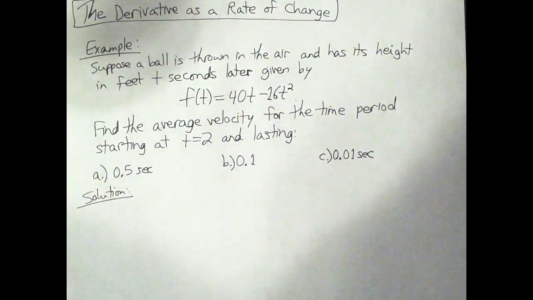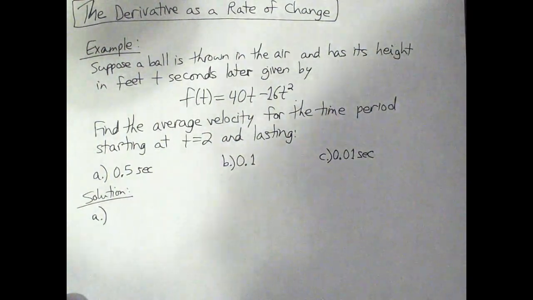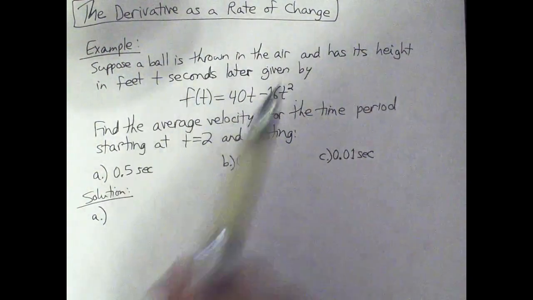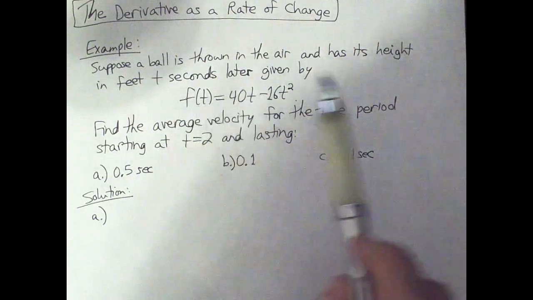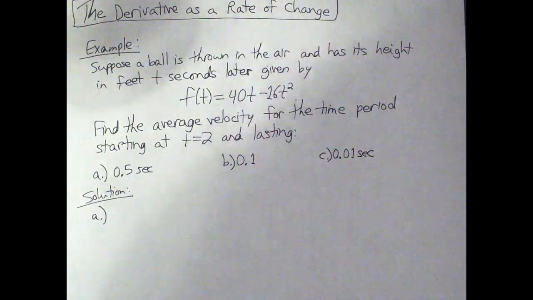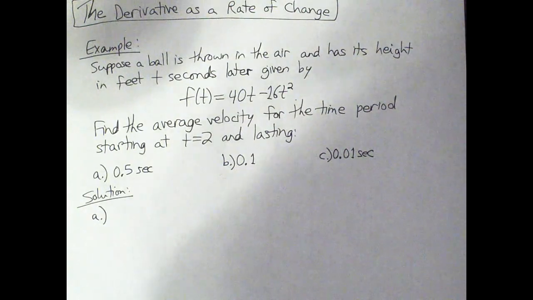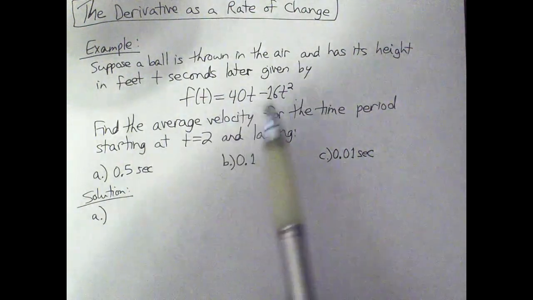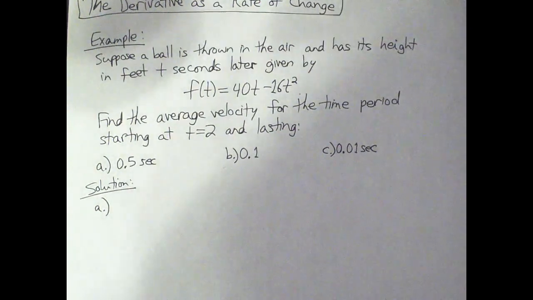All right, part A, what can we do here? Find the average velocity. So this problem didn't really give us velocity. What it gave us is a formula for height. And what I'd like you to think about is, what is velocity? Velocity is how fast an object is moving, right? It's how many feet per second this object is moving. Or really, how many feet per second the height is changing.